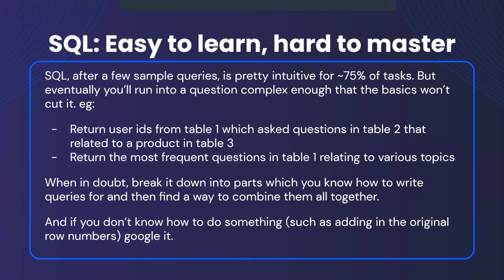Eventually, though, you will get faced with a question that you need a little bit more to get there, or a little bit finer filtering or tuning. For example, what if you wanted to return user IDs from one table, which asked questions in a separate table related to a product in a third table? That's not super intuitive based on what I've just shown you. Or what if you wanted to return, this is actually something I did this summer, the most frequent questions in a table where those questions contained topics in another table. Once again, not super intuitive based on how I did it. It was a lot more than just that, but that's a simplified version of it.